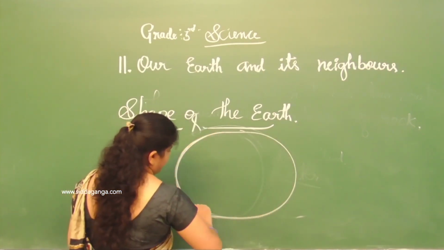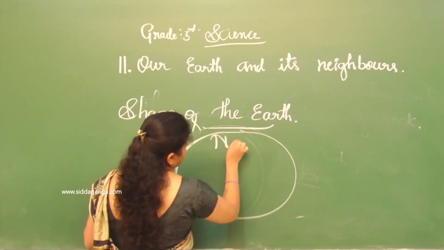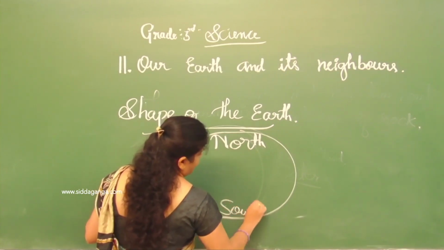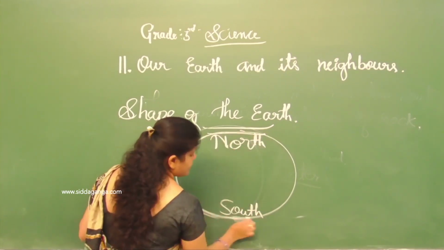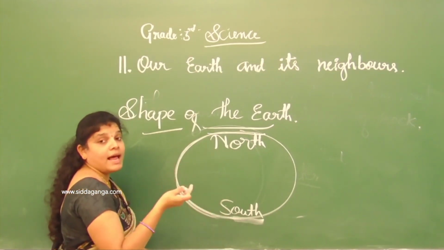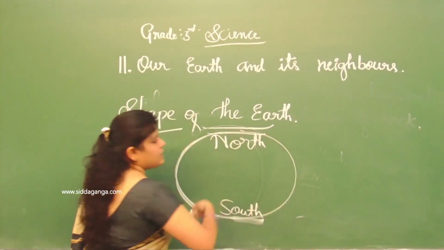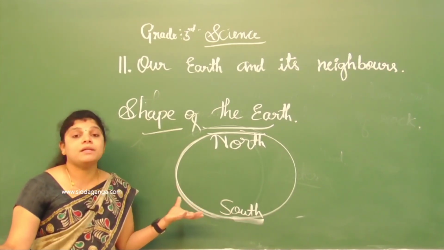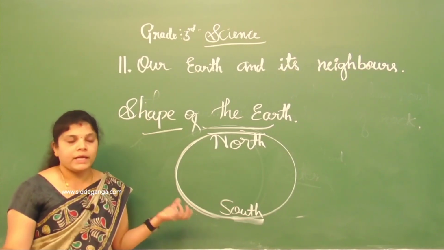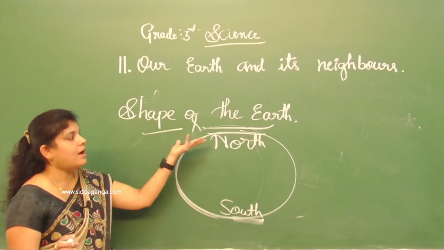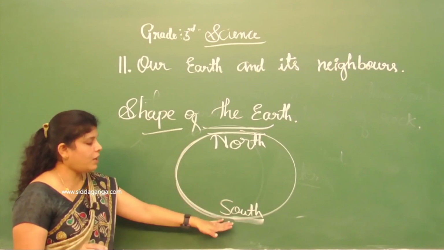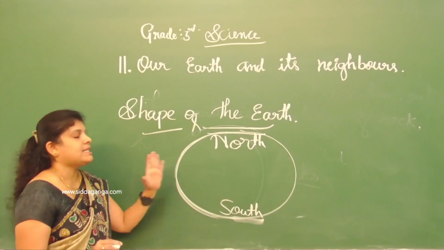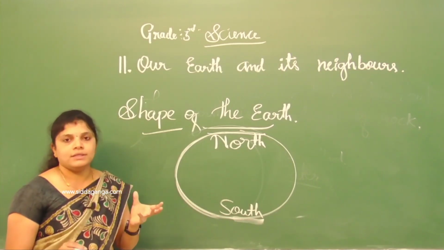So a little bit flattened in the north. This one is the north side and this one is the south side. See, the north pole and the south pole are a little bit flattened, so that's why it looks like a spherical shape. Because it is a little flat, our earth appears spherical. It's a little bit flattened at the top and bottom, the north pole and south pole. So this is the shape of the earth.